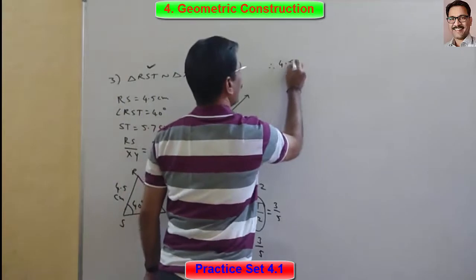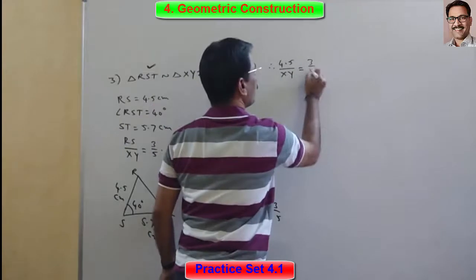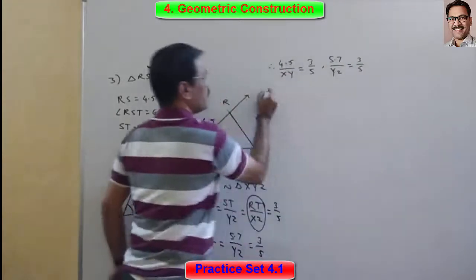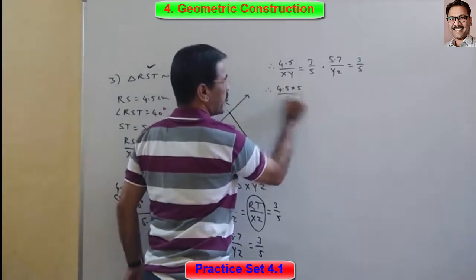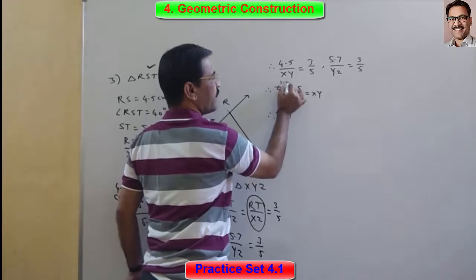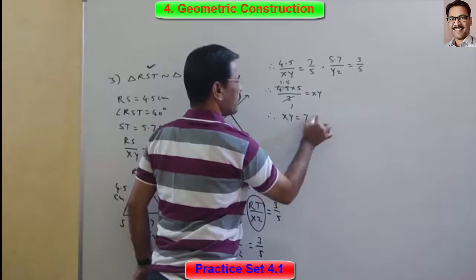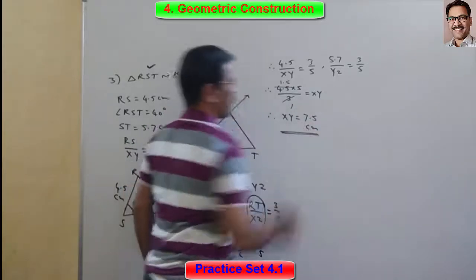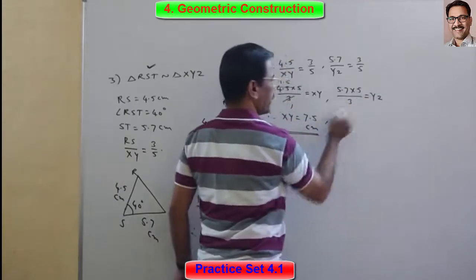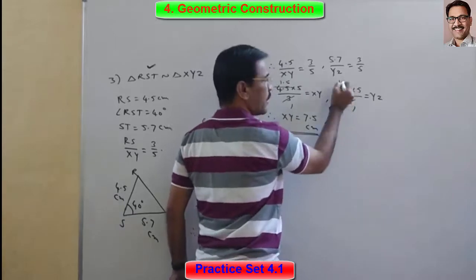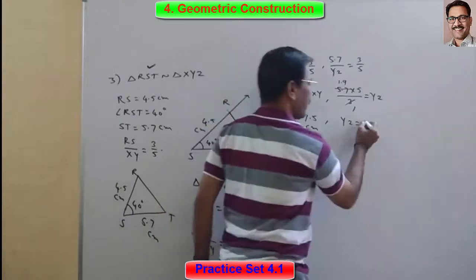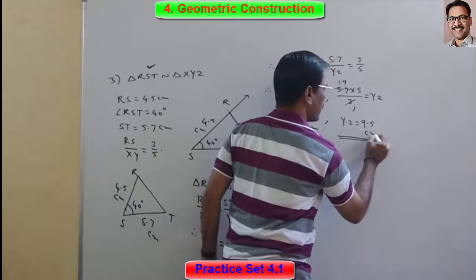So look here, 4.5 upon XY is equal to 3 upon 5, and on that side 5.7 upon YZ is equal to 3 upon 5. Okay, go with cross multiplication. There is 4.5 into 5, and 3 comes in the denominator, so this is XY. Make simplification: 3 ones are 3, remains 15. 3 fives are 15, so 15 fives are 75, with the decimal, 7.5. This is XY. Now on that side, 5.7 into 5, and 3 comes in the denominator. This is YZ. Again make simplification: 3 ones are 3, remains 27. 3 nines are 27, so 19 fives are 95, meaning 9.5. Okay, like this we have to make some simplification.